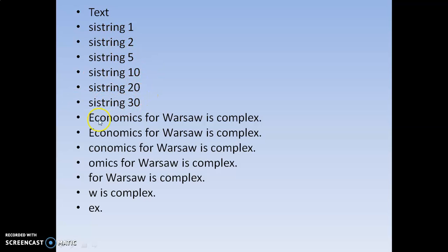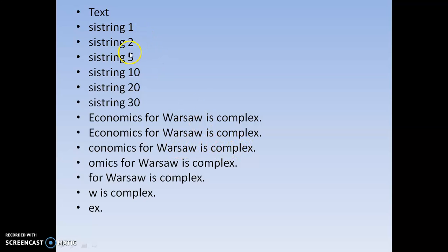Initially, string 1 is nothing but "economics for Warsaw" as a complete string. In string 1, E will be eliminated; only one letter will be eliminated. The second one, 2 letters can be eliminated: EC will be eliminated here. Here I have shown "onomics for Warsaw".